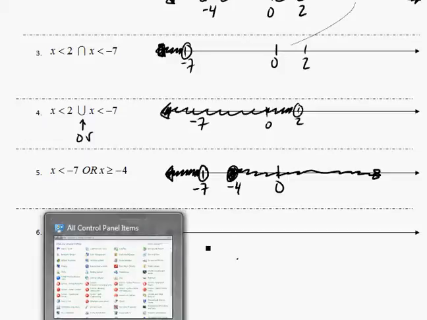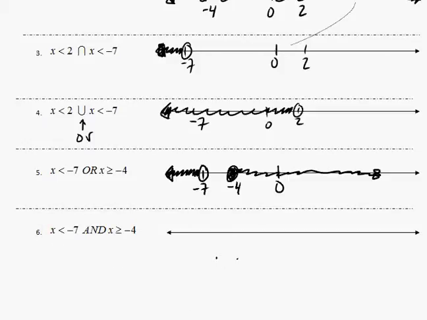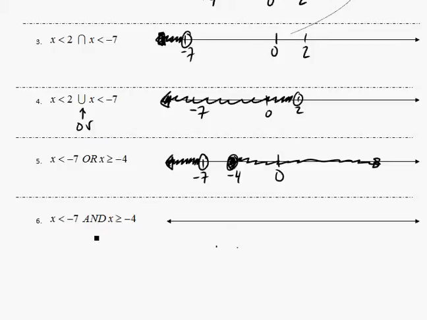Now, for number 6, we want the values of x that are less than -7 and greater than or equal to -4. Well, if we think about this a little bit, we'll come to realize that there are no numbers that make both of these inequalities true, because the numbers that are less than -7 are to the left of -7, and the values of x that are greater than or equal to -4 are to the right of -4. There is no number that makes both of these inequalities true at the same time. So we actually shade nothing on the number line.